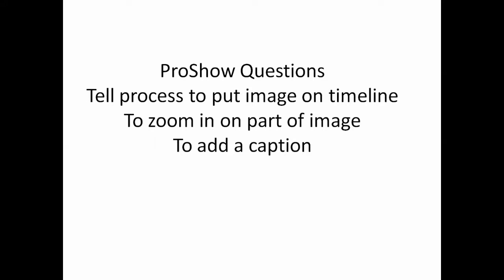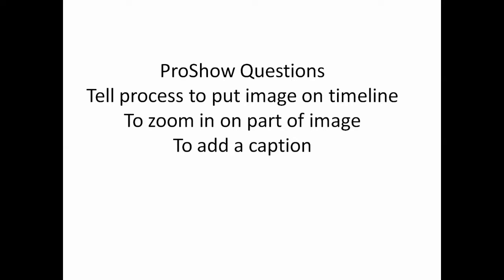Proshow Gold questions. Tell the process to put an image on the timeline. First step is to go to the folder on the top left that has the pictures that you want, and to select those pictures and then just drag them down to the timeline. To zoom in on part of an image, you would double click on the image on the timeline, go to Effects, and then click on the zoom in option.